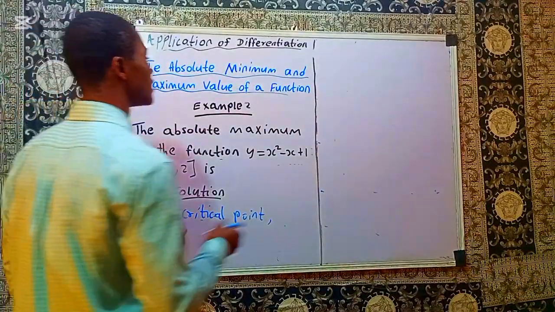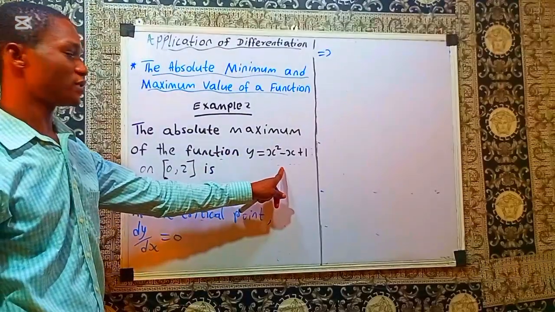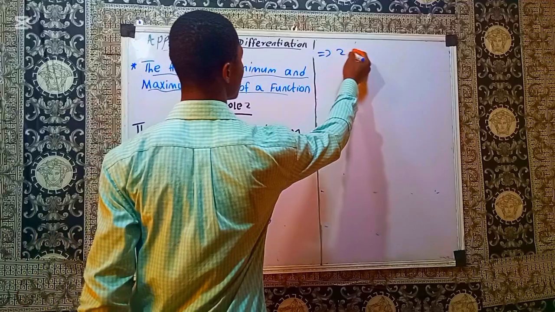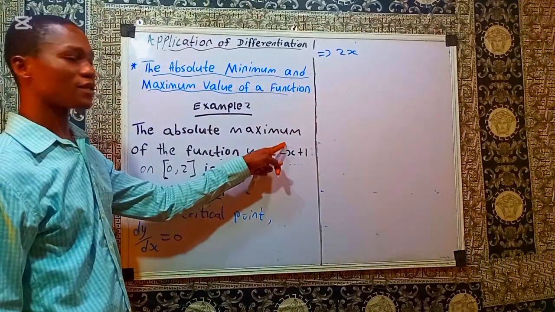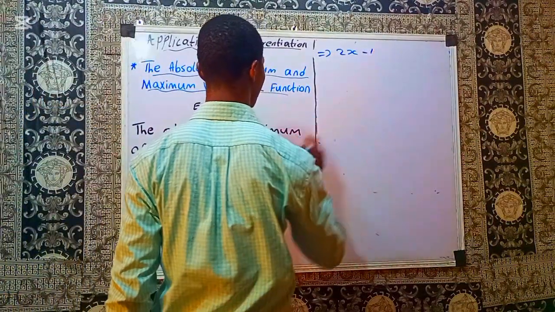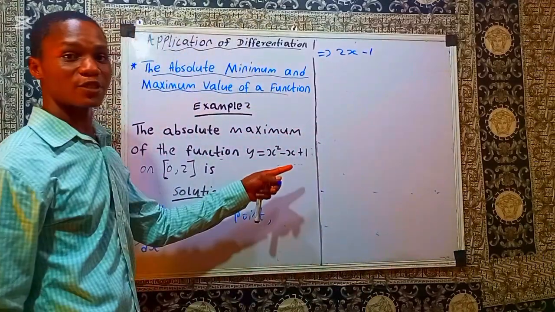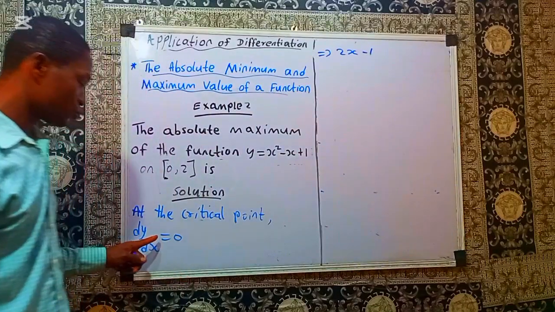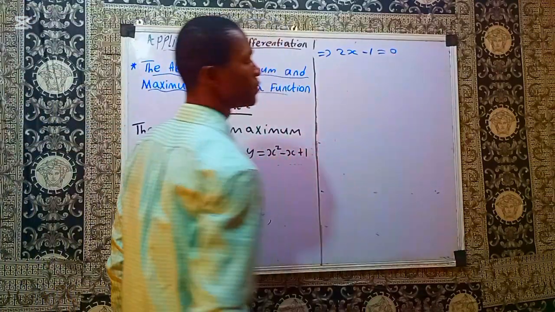So we are going to differentiate this function with respect to the independent variable x. If you differentiate x squared, you are going to have what? 2x, right? By simply bringing down the power and subtracting 1 from the power. If you differentiate minus x, you are going to have minus 1. Then if you differentiate 1, you are going to get what? 0. And this first derivative should be equated to what? 0 at the critical point. So this will be equal to 0, right?